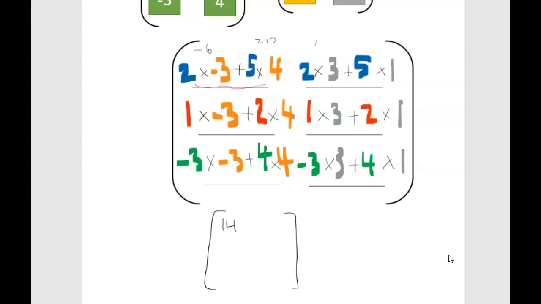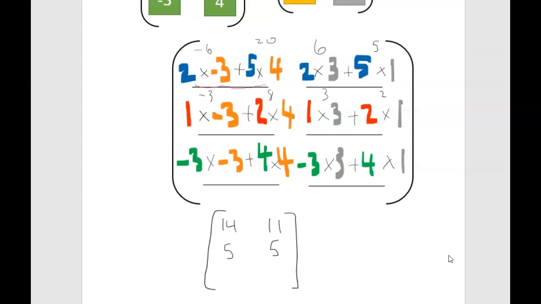2 times 3 is 6. 5 times 1 is 5. So in this spot here, we're going to have 11. 1 times -3 is -3. 2 times 4 is 8. So we're going to have -3 plus 8, which gives 5 here. This element here, 1 times 3 is 3, 2 times 1 is 2, so 3 plus 2 is 5 also.